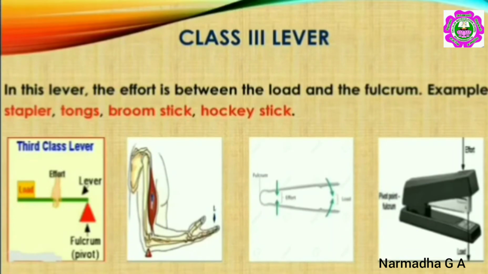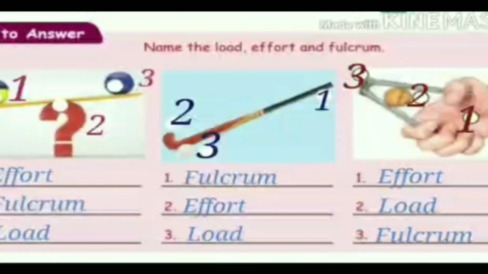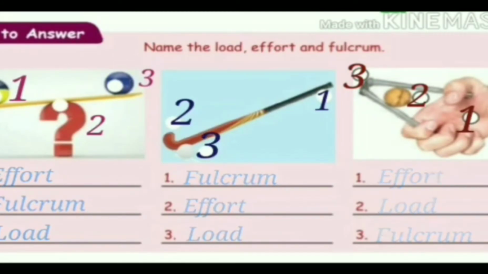Now we are going to see the book activity. They have given 3 pictures. Name the load, effort and the fulcrum. In the first picture, the first number says effort, second number says fulcrum and the third one is load. In the second picture, first number is fulcrum, second one is effort and third is load. In the third picture, first one is effort and second one is load and third number is fulcrum.